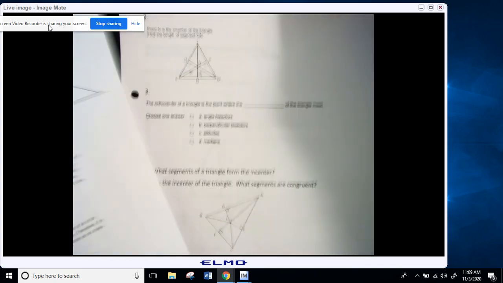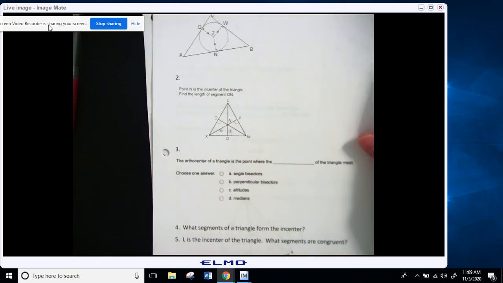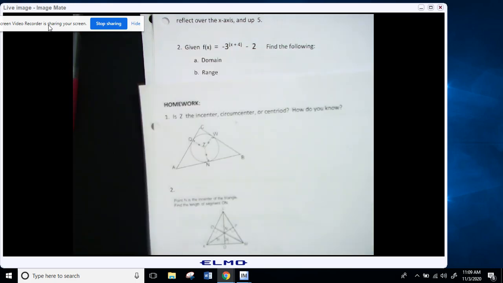And then basically that's it, y'all. The rest of the packet is homework. So we've got some homework questions here. And then notice that we also do have some spiral back questions to get us ready for our EOC.